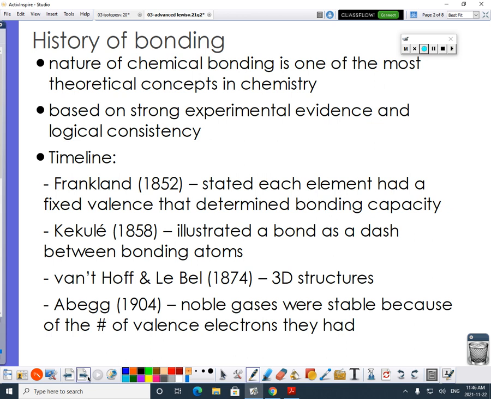So once Dalton started to describe what was happening, that elements came together, that matter wasn't just random, he called it combining capacity instead of ionic charge, those kinds of ideas, then they really started to consider not just atoms, but what was a compound, okay? So Franklin stated each element, they called it bonding capacity. Kekulé drew the lines, they drew the bonds as a dash. And then Van 't Hoff and Le Bel, 3D structures. This is what we're going to do tomorrow.